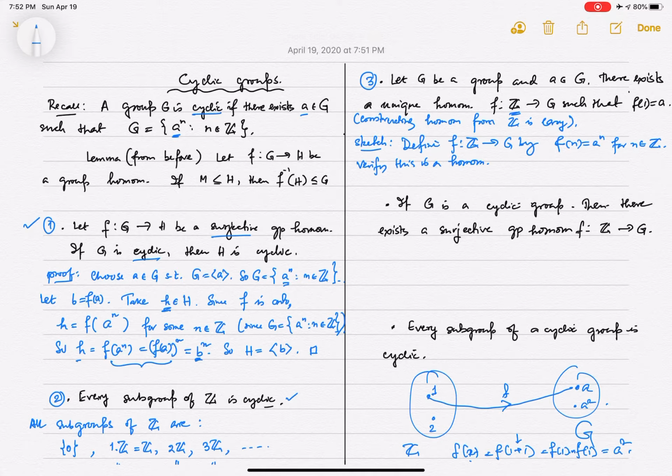Why is this a homomorphism? That amounts to just saying f of m plus n equals f of m times f of n. Is that true? This thing is A to the m plus n, and this thing is A to the m times A to the n. A to the m plus n is A to the m times A to the n. So this is indeed true. Yeah. So I'll let you write this out.